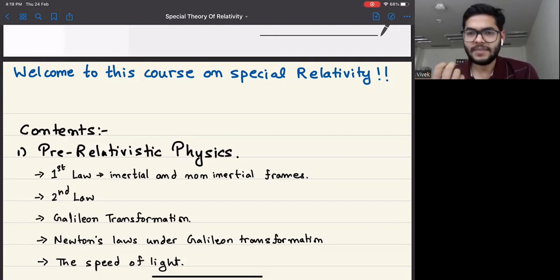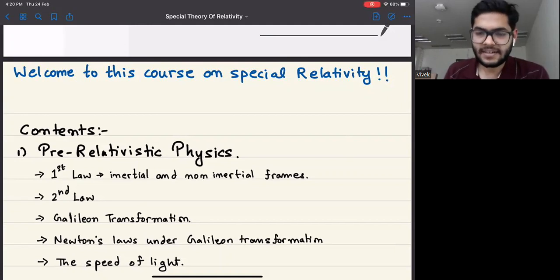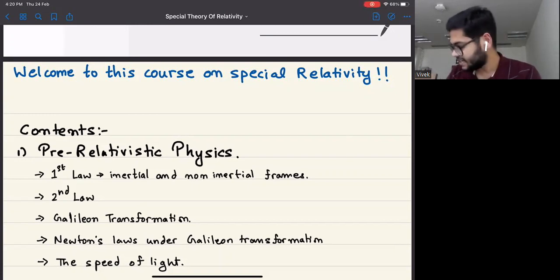But then, in the beginning of the 20th century, it was found that the laws of motion given by Newton were actually inconsistent with the observations. And so, to make our theories consistent with the observation, Albert Einstein discovered this theory of special relativity, and it was discovered in 1905. So before going any further, let us first discuss what will be the contents of this course.